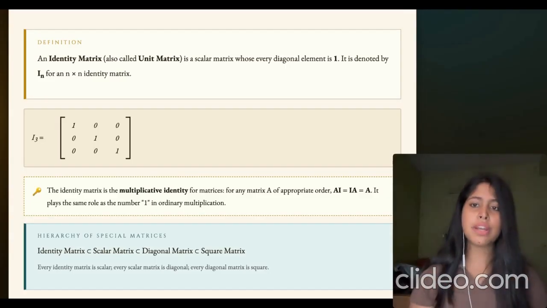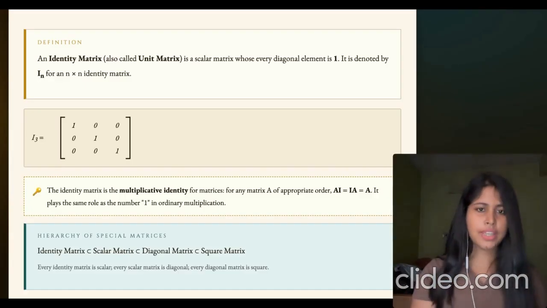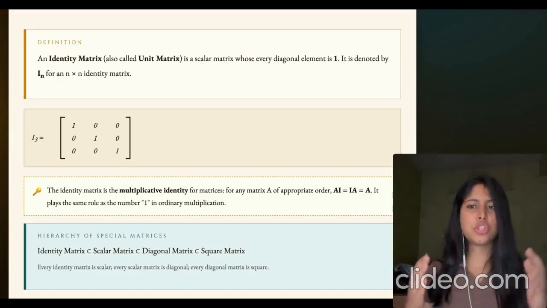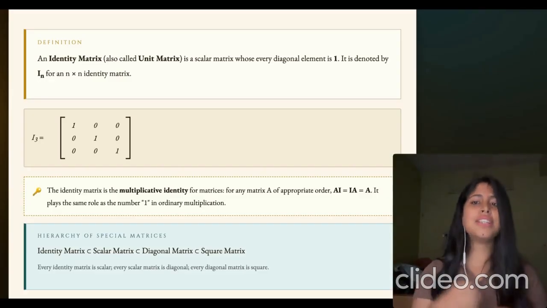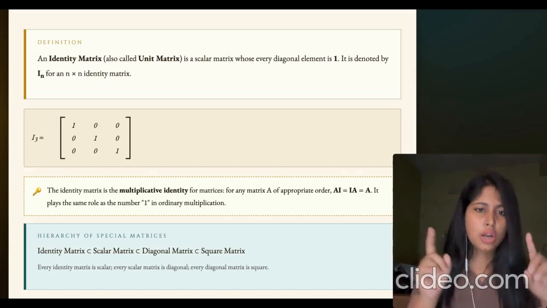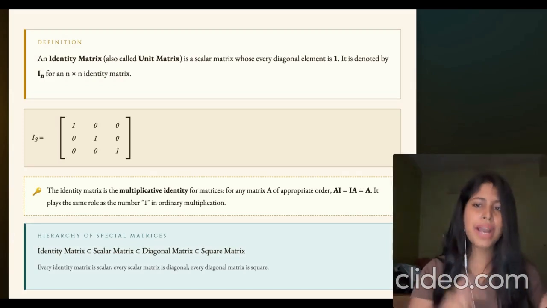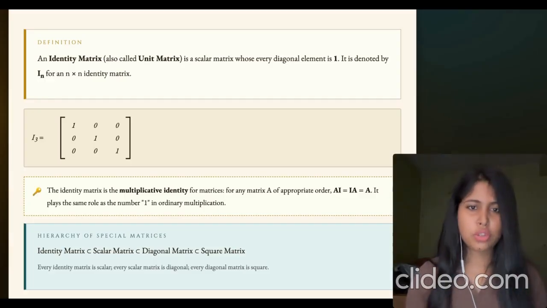The identity matrix is the multiplicative identity for matrices, which is basically I'm trying to say is that for any matrix A of the right order, AI equals IA equals A. Now, what did I just say? This is basically that just multiplying a number by 1 gives us the number back, right? Now, multiplying a matrix by the identity gives you the matrix back. That is what I'm trying to say here.